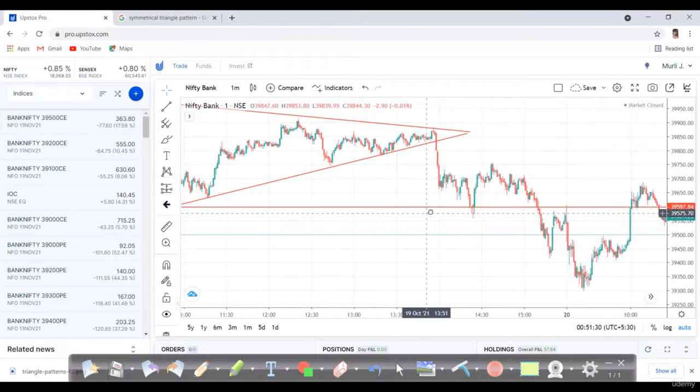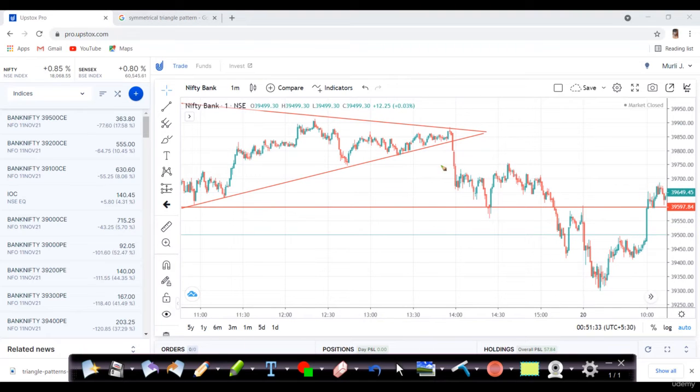Now what is the entry point here? In the first case, after the break, wait for the retest. After the retest, or in other words, when the market creates a swing, this is your entry point. Your stop loss must be above here. If you enter at this position, which is almost 39,650, you will get a profit down to almost 39,520, which we can consider almost 100 points of profit.